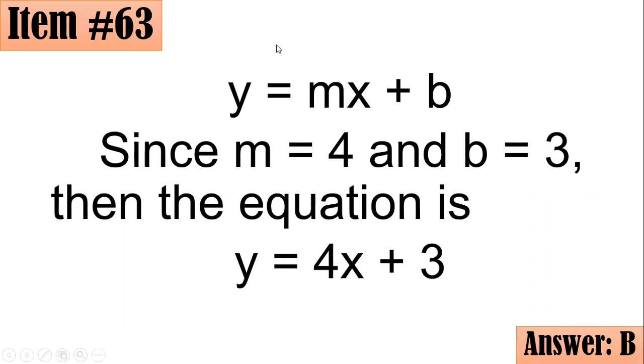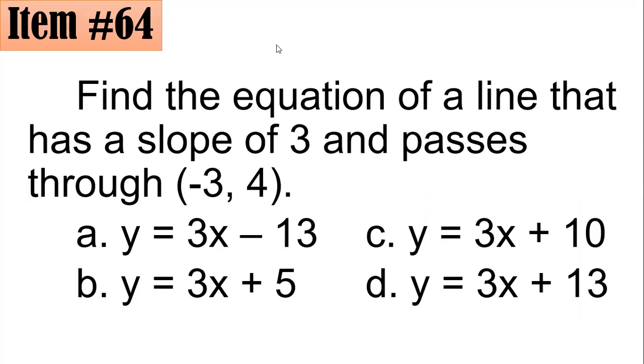Okay. All right. So far, so good po tayo. Proceed po tayo sa item number 64. Find the equation of a line that has a slope of 3 and passes through the point -3, 4. Did you go for y equals 3x minus 13, y equals 3x plus 5, y equals 3x plus 10, or y equals 3x plus 13?